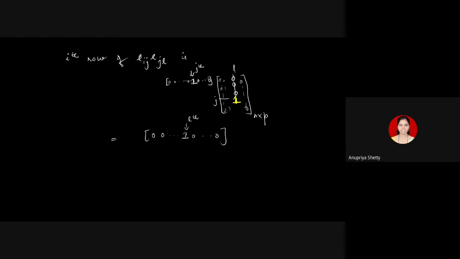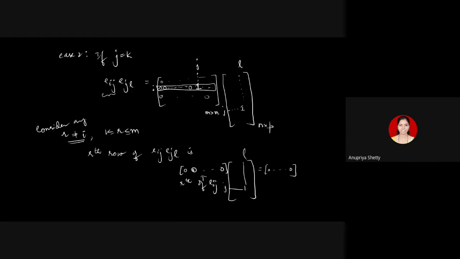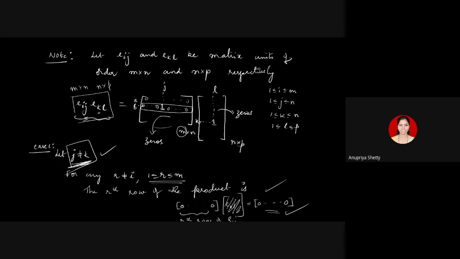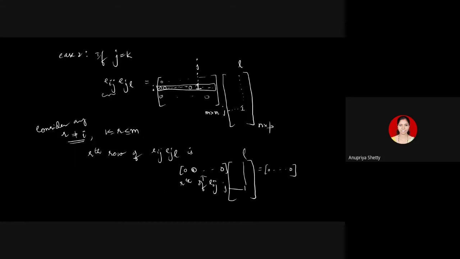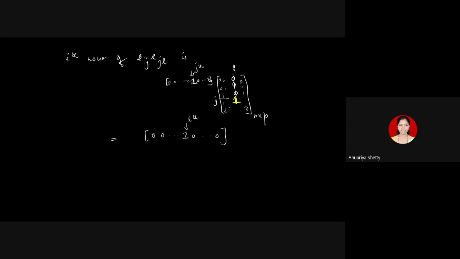So what is it now? Earlier in the j not equal to k case, I got all the rows to be 0, right? All rth rows are zeros and the ith row is also 0. So I got the 0 matrix. Now in the case when j is equal to k, all the other rows have only zeros in it, 0 row it is. And what about the ith row? When I simplified the ith row by multiplying the ith row of Eij with the second matrix, I get a 1 in the nth position.